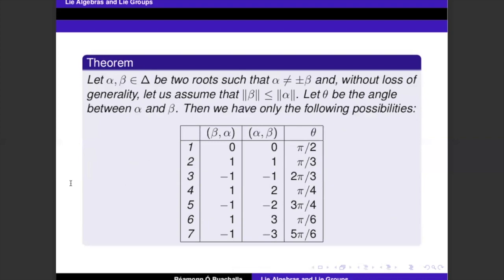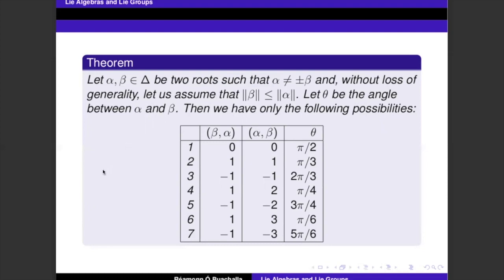Okay, so now let's try to prove something else. Another basic consequence. If we have any two roots in our root system, such that alpha is not equal to plus or minus beta, then without loss of generality, one of them will be bigger, or possibly the norms, the lengths, are equal. The norm of beta is the square root of the inner product of beta with itself, and similarly for alpha. One of them has to be less than the other, or they're equal. Let's assume that alpha is the greater one.